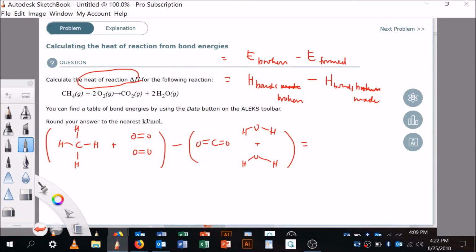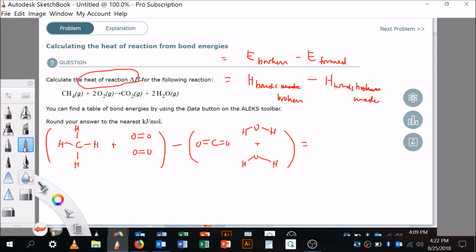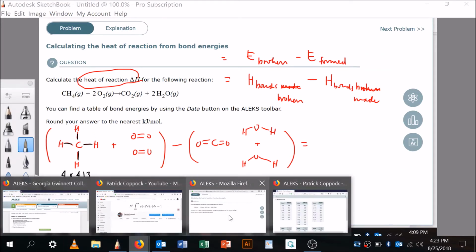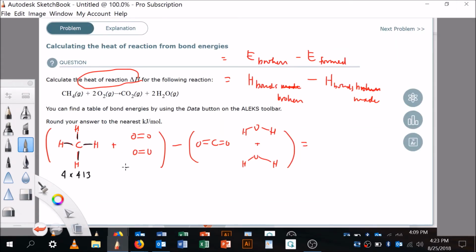Okay, so let's go back over here. We're looking for some carbon-hydrogen bonds first. So let's come here, and there's a carbon-hydrogen bond right there. Do you see it? 413 kilojoules per mole. So I'm going to come here. Let me do it a different color and make it easier for you to see. So it's going to be 4 times 413, because there's 4 of them, right? 1, 2, 3, and 4. Okay, let's go back over here. Oxygen's 495 right there. So this is 2 times 495.